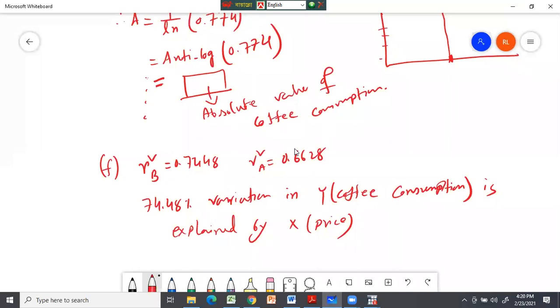But they have asked you that because the value of the R square in model B is found greater than the value of the R square in model A, so they have made a comment that model B is superior to model A because of the R square value. So how do you justify this comment, or whether you actually agree with this statement? If you do not agree with this statement, then how do you justify your disagreement with this statement?